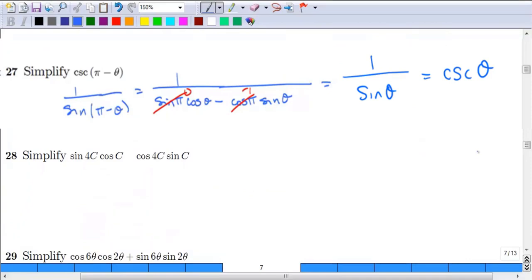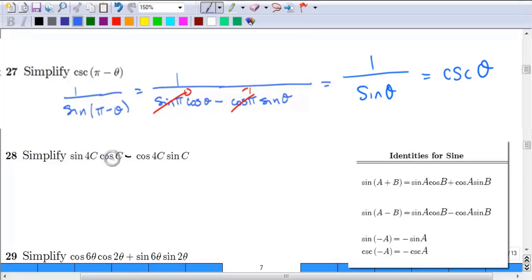Few more examples as far as simplifying. Again, we can always go backwards with our formulas. It's not always going from addition and subtraction. Sometimes we want to go backwards from the kind of more awkward formula back to the addition and subtraction so we can combine some things.